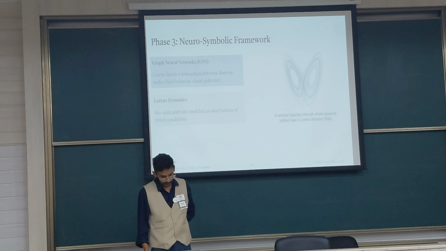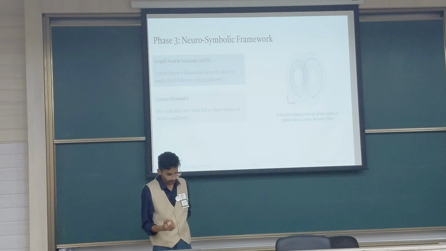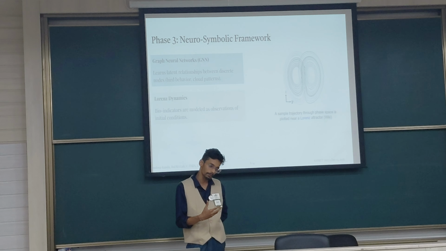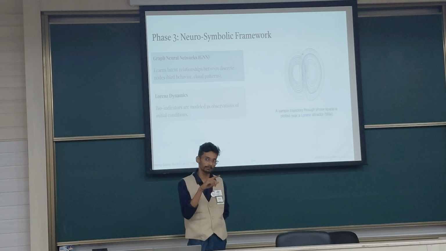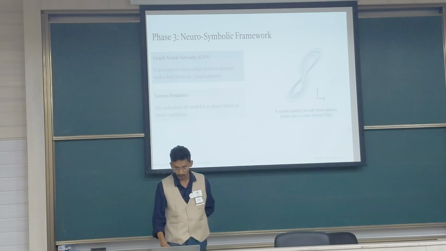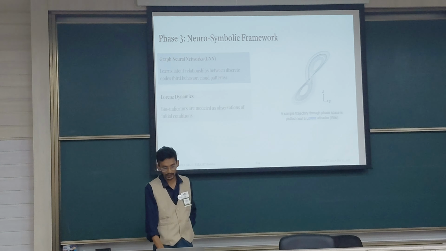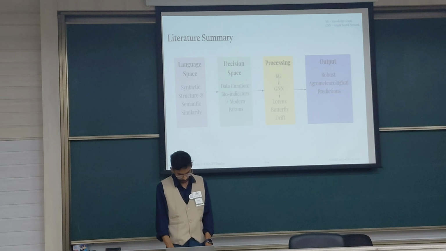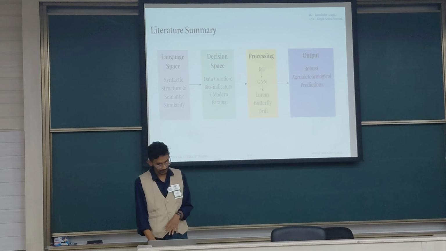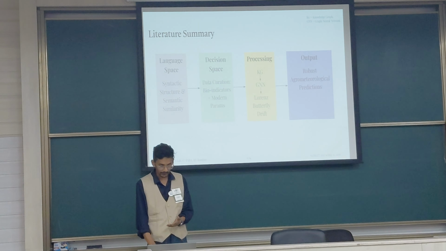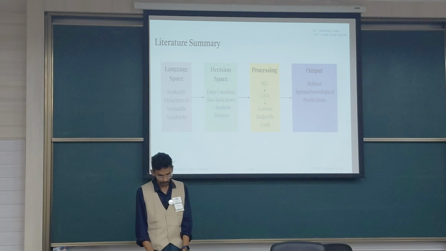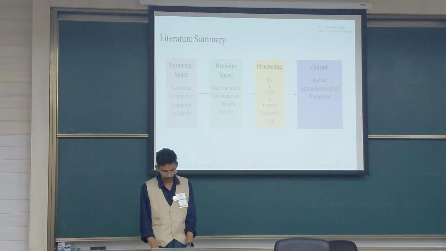So this graph neural network is very good at handling the kind of data which is very unstructured, but has some logical connection. So these are part of symbolic AI, and Lorentz dynamics is for that modeling part. So that's what I am doing. From language space, I am going to decision space, and from there I am processing with certain parameters that can be changed also, and that will give us some output for better prediction.